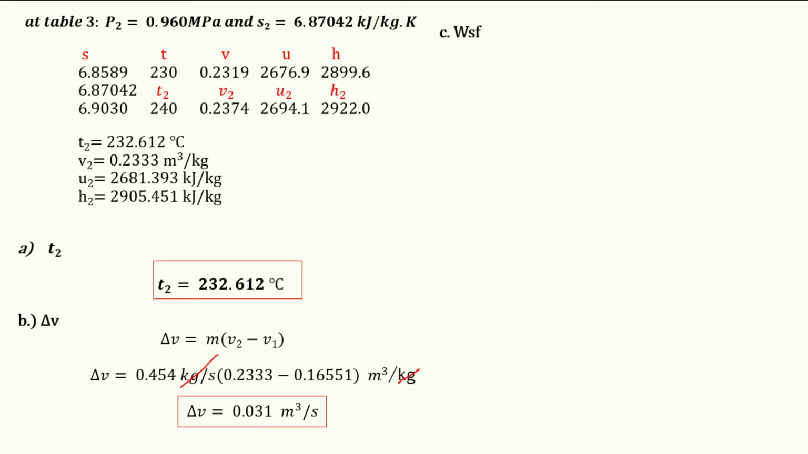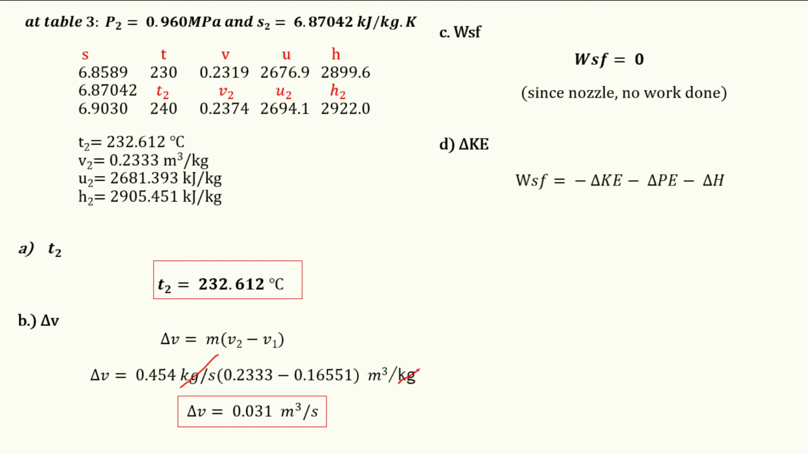Then work steady flow. So sinabi ko nga kanina, di ba, kapag nozzle, wala tayong work na napoproduce. Therefore, work steady flow is equals to 0. Then delta KE, kunin natin sa formula ng work steady flow. So work steady flow is equals to negative delta KE minus delta PE minus delta H. So nozzle tayo, wala tayong work steady flow and wala tayo delta PE. Therefore, delta KE is equals to negative delta H. So yung negative delta KE, nilipat lang natin sa kabilang side of the equation.